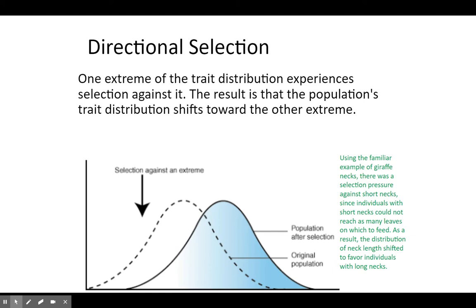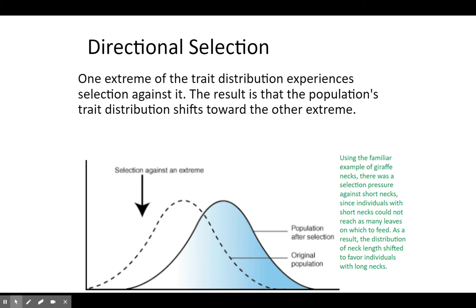Number two is directional. This is where one extreme of the trait distribution experiences selection against it. So the result is that the population trait distribution is going to shift towards the other extreme. In the example we have here, we are shifting towards the right, but it could also shift towards the left. It's not always to the right. Remember, it can go both ways.